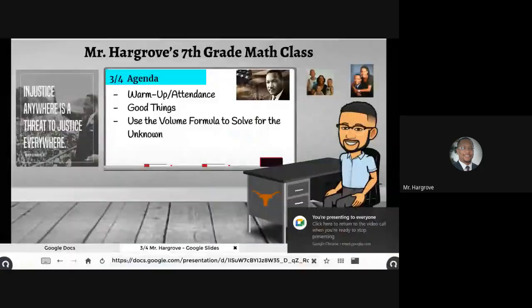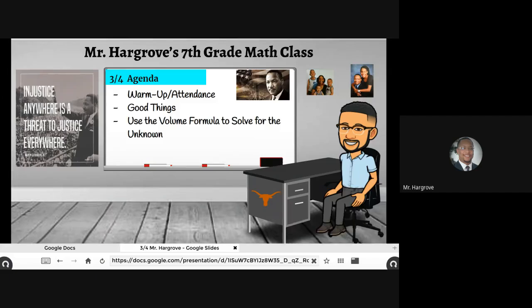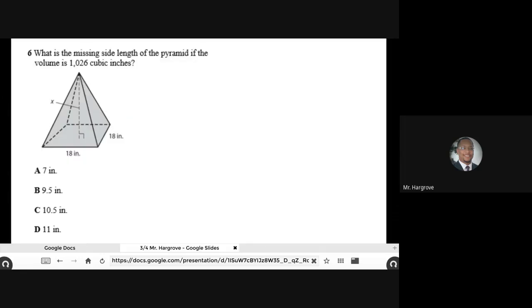Not here, can see it as well. But anyway, as I stated, you're going to use the volume formula to solve for the unknown piece. And what I'm going to do is go over a problem very much similar to the ones that you're going to see. If we go to this next page, you'll see it right here. So everyone should see this.